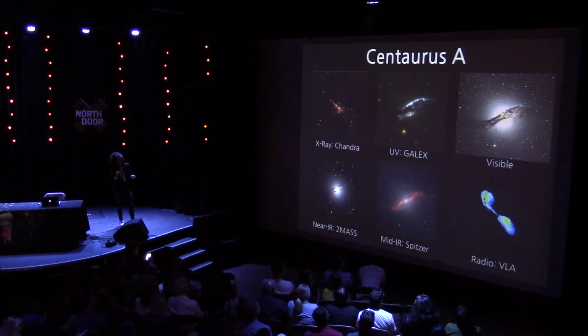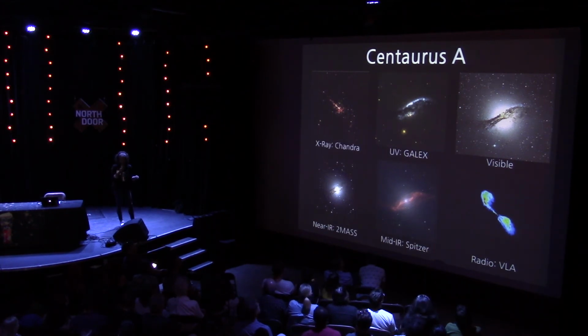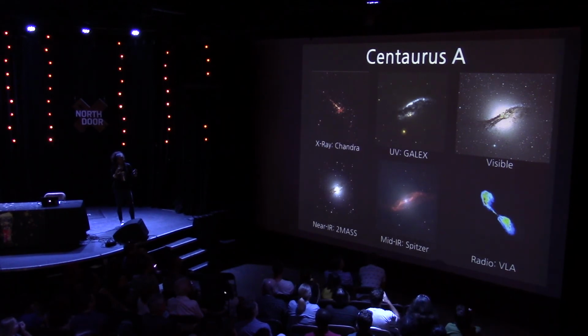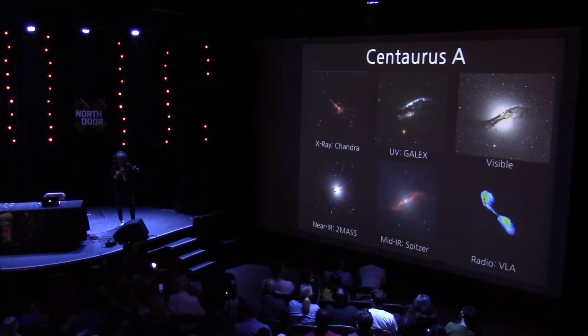But so after looking at all these different wavelengths, it was decided that this was the merger of a spiral galaxy and an elliptical galaxy. And because of this extra gas and dust coming in, it set off a supermassive black hole in the center, created an active galactic nucleus, accreting all this extra gas and dust, and began shooting off these ultra-relativistic jets out into space perpendicular to the plane.